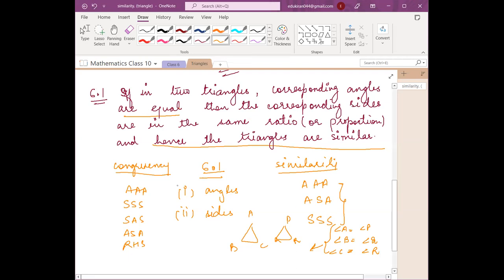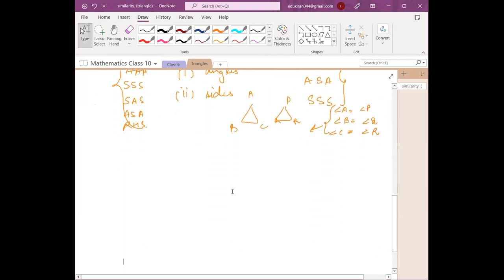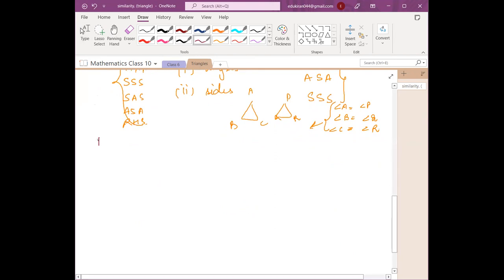Let's do the proof. This was just something, don't note it down. Write down the proof of this theorem. We will show that the sides are in proportion. So we take two triangles. Right now they are not similar. We take A, B, C, and then I'm taking another triangle, let's say D, E, F.